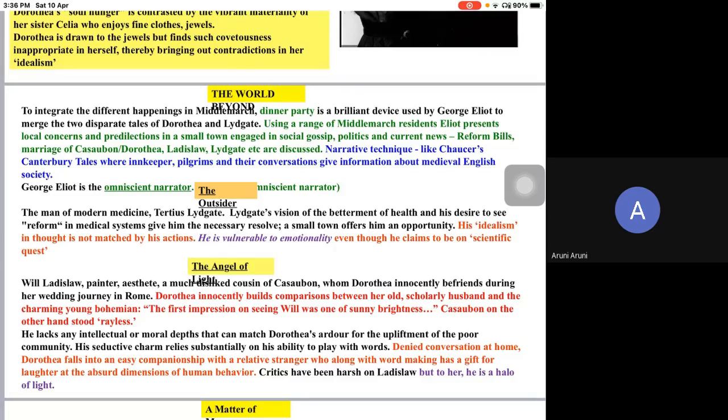So he comes to Middlemarch with the loftiest of ideals to really devote his life and career to the advancement of science, to his research, etc. But his lofty ideals are not matched by his actions. He is vulnerable to emotionality, even though he claims to be on the scientific quest. One of the first things that he associates with science is rationalism. But for Lydgate, he falls for emotionality, and that becomes evident in his marriage to Rosamond. That changes his entire life.